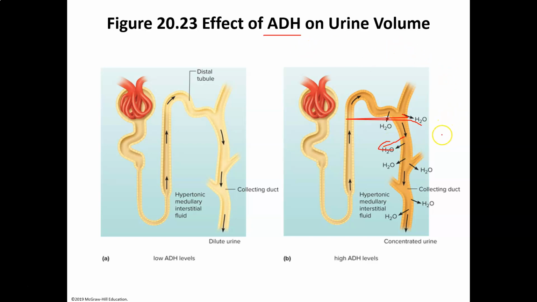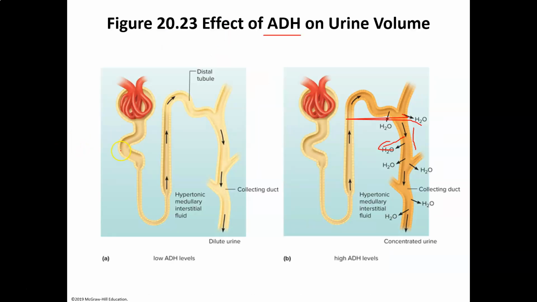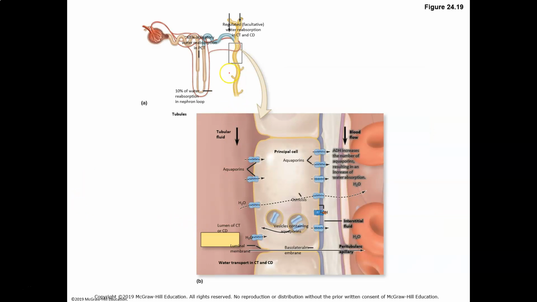ADH has the effect all along the collecting tubules. It has the effect, I think it's in the next slide, let me show you. Yes, in the next slide. So what you're looking at here is this part. I'm going to blow that part up in the next slide. Now, and there you are again, right? So here's the collecting tubule. You've gone through proximal convoluted tubule, nephron loop, distal convoluted tubule. Now you're into the collecting tubule or the collecting duct.